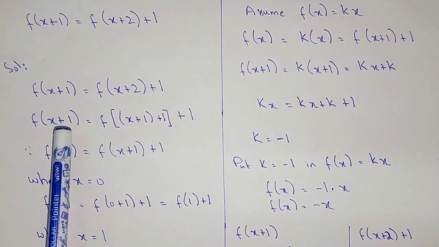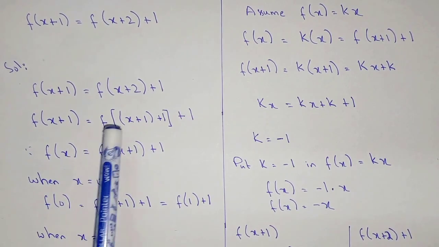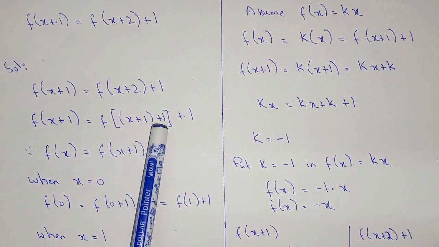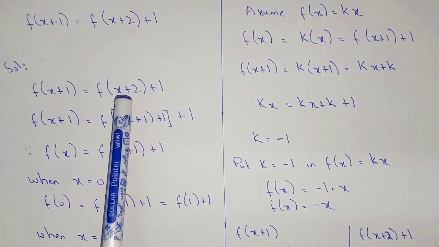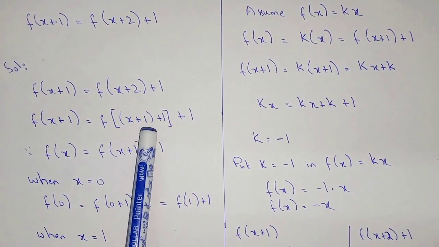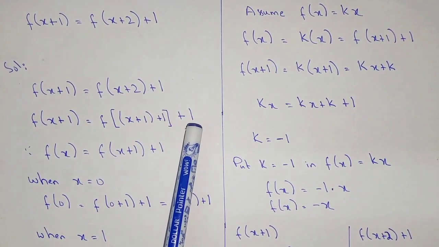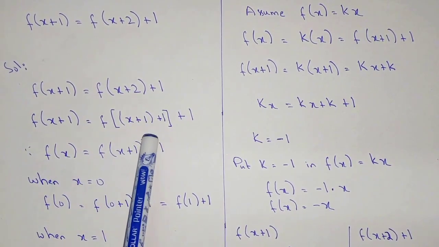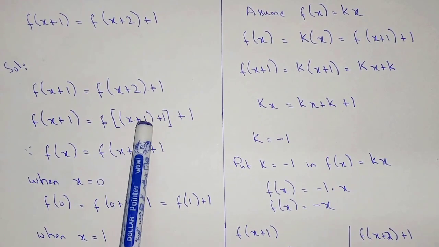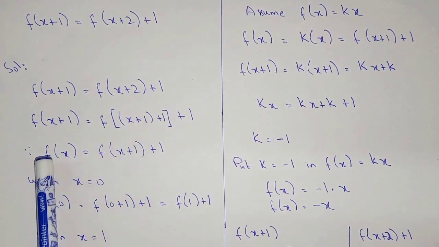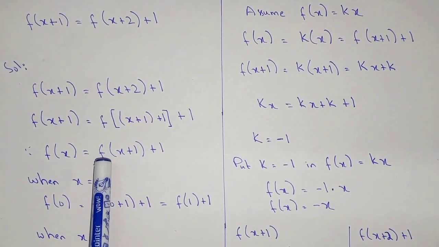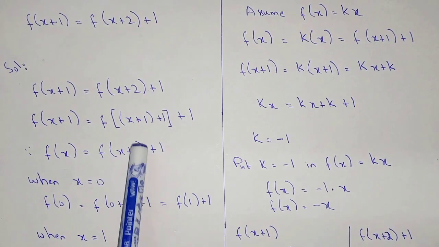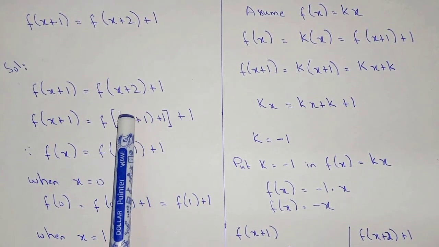So f(x+1) = f(x+1+1) + 1. So we are rewriting x+2 as x+1+1. Let's suppose this is the input value f(x+1). So x+1 we are supposing as x. So f(x) = f(x+1) + 1, because this whole is equal to x.